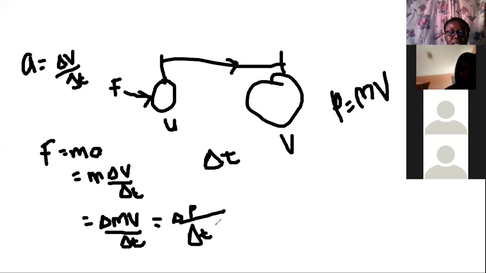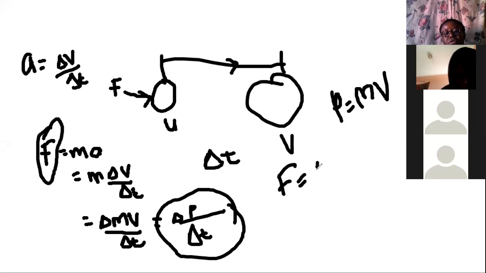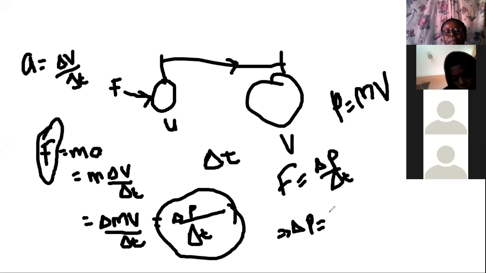What do we have? So this side is equal to what is on the left-hand side. So we have that force is equal to the change in momentum divided by the change in time. So I can interchange this and make the change in momentum the subject of the formula: the change in momentum is equal to the force applied times the change in time.